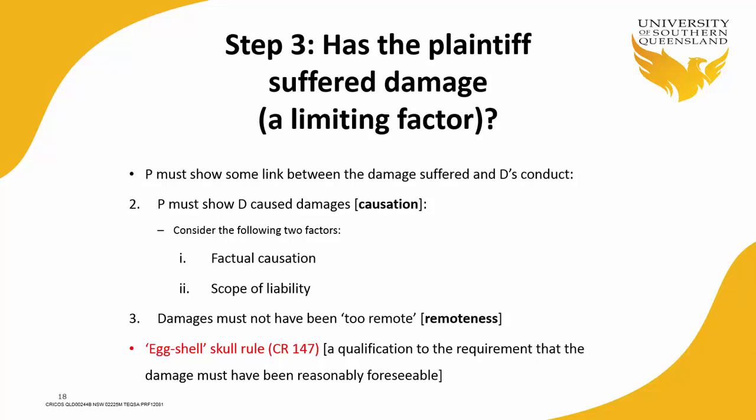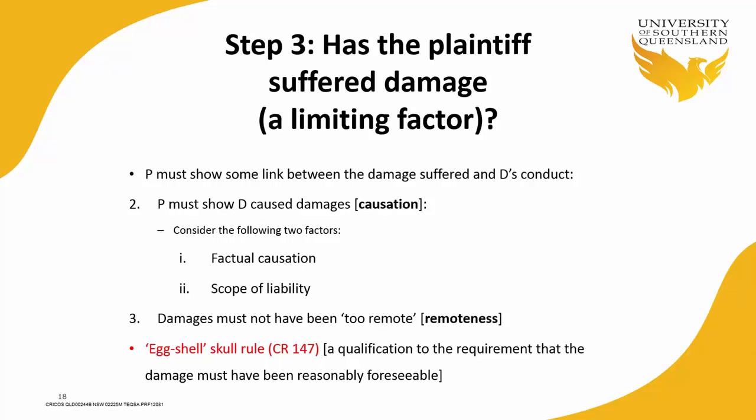There's also a rule that we call the eggshell skull rule, on page 147, which is simply a qualification to the requirement that the damage must have been reasonably foreseeable. We said that you have to have reasonable foreseeability of the damage. This comes up when we talk about remoteness. But this rule simply says that a defendant must take the plaintiff as they find them. So a defendant will be liable for injuries suffered by a plaintiff despite the plaintiff having a pre-existing condition such as a medical condition.